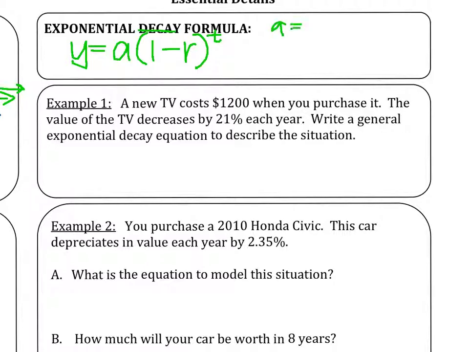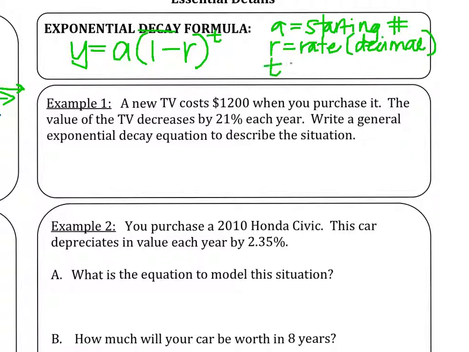A is going to be our starting amount. Okay, and that means, oh, I don't want to use money because it's not always going to be money. Let me go to starting number. Okay, our r is our rate, but the important part of our rate is it has to be as a decimal, so we'll take our percentage and divide by 100. And t, again, is our time. And most of the time, our time is in years.